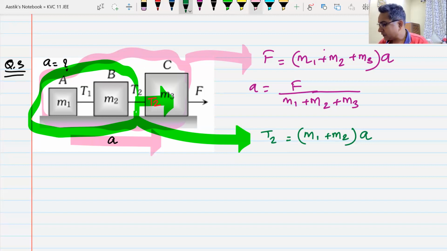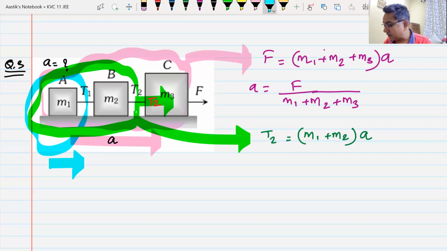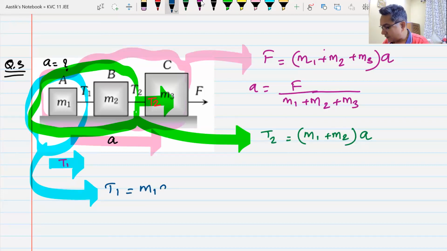Lastly, if I have to calculate the value of T1, what do I do? I take this block as one system. The only force on this block is in the forward direction, and that is equal to T1. Now I can write the blue equation for this block only: in the forward direction the only force is T1. This T1 will be equal to M1 into A, and you end up with all your answers.